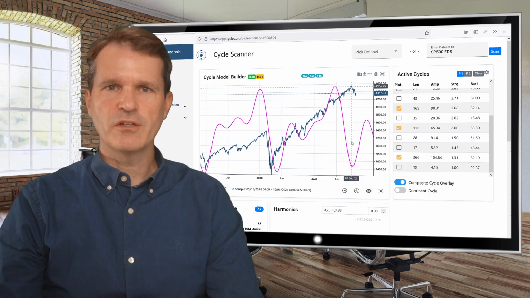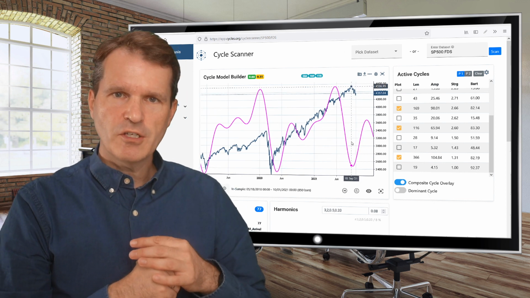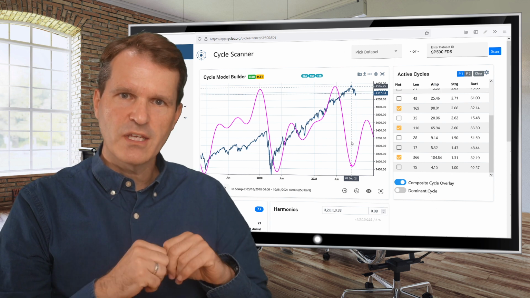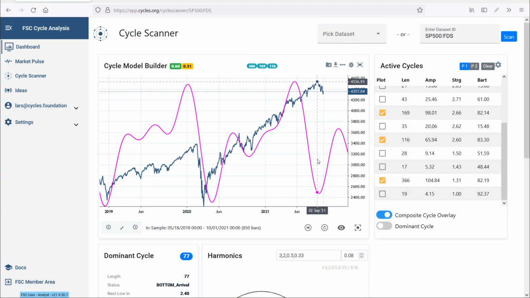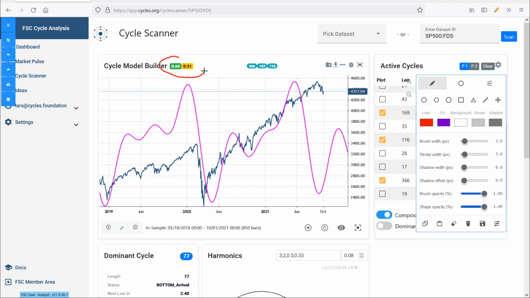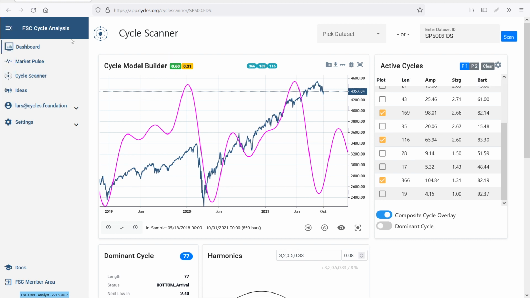While I'm coming to the current situation in a second, I will just introduce a new feature while we're talking about the S&P 500. Let's have a closer look at this chart. Besides the cycle model builder here, you will see now two numbers shown on the chart. These two numbers are new. They are the correlation scores for the cycle composite, which is the overlay based on the three cycles we selected here.